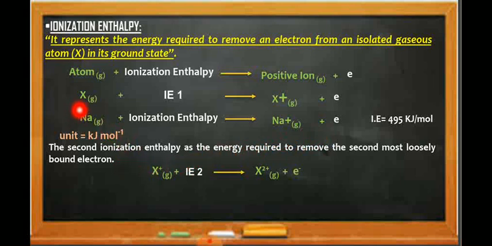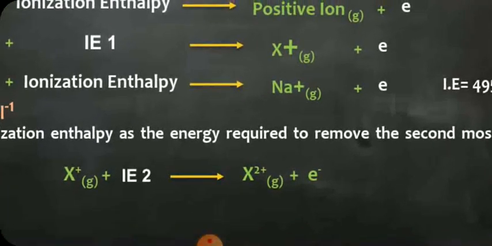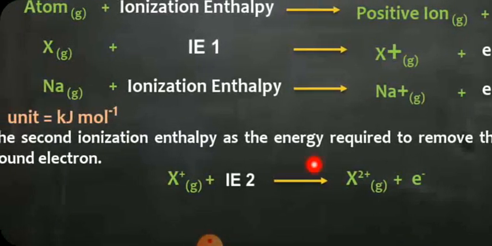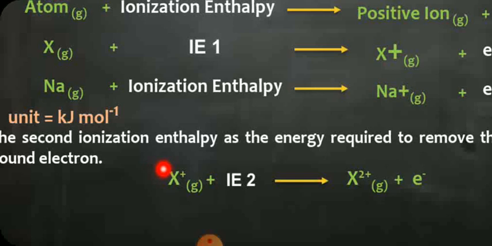Here from a neutral atom X, if an electron is removed by supplying energy IE1, it is converted into X plus. From X plus, how is X plus formed? By removing the last one electron. Now again, from X plus, if you want to remove one more electron, it gets converted into X2 plus. For this conversion, again what is required? A certain amount of energy is required. That's also called ionization enthalpy, but now it's called second ionization enthalpy.